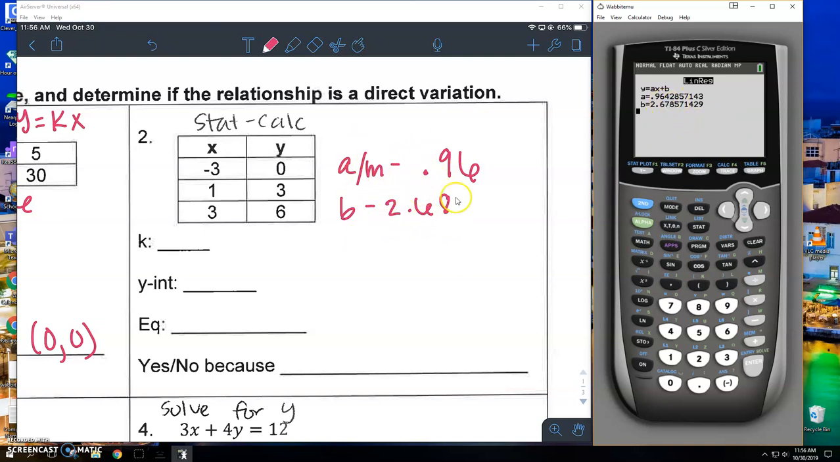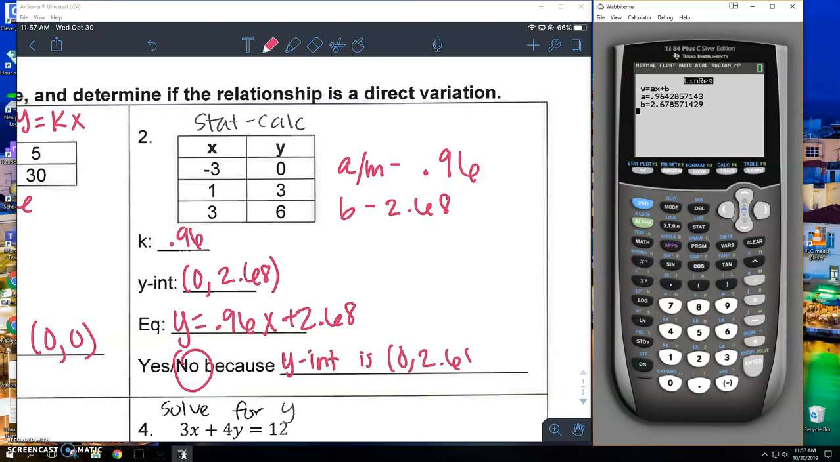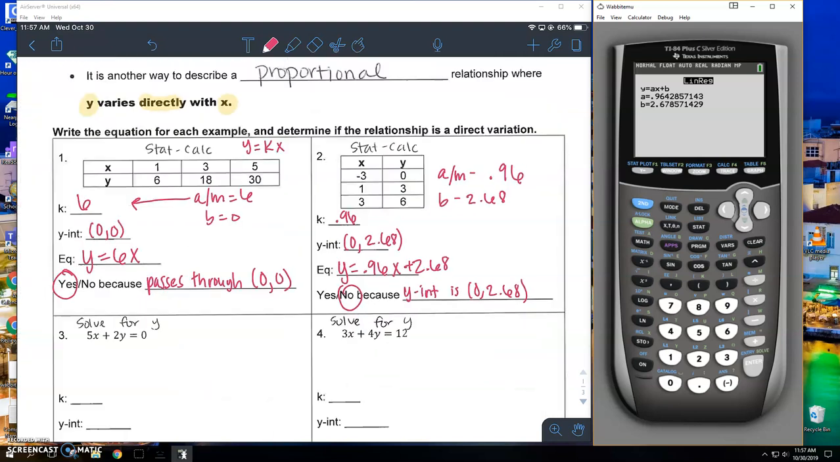So looking here, my k value is my slope, so 0.96. My y-intercept is my b, so I'm going to write that as a point, 0, 2.68. And my equation is y equals 0.96x plus 2.68. So the question is, does this vary directly? And the answer is no, okay, because my y-intercept is 0, 2.68. Okay, remember your y-intercept has to be 0, 0, it has to be going through the origin.